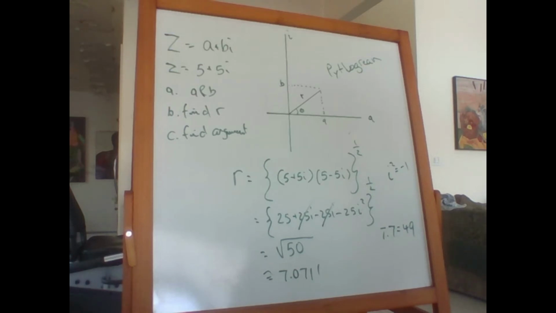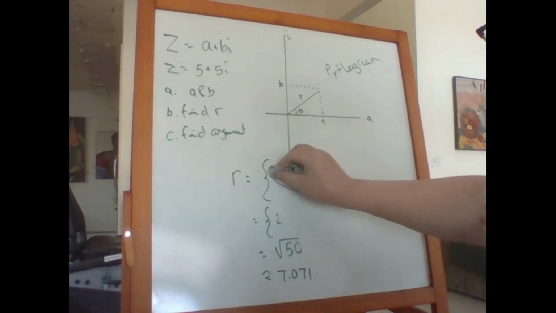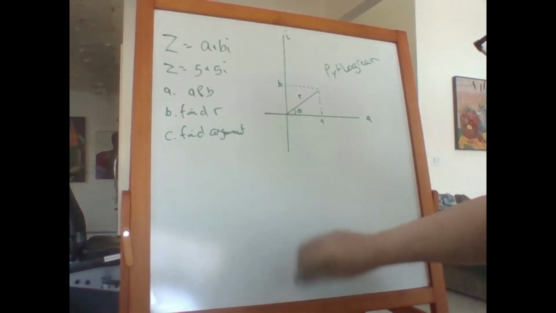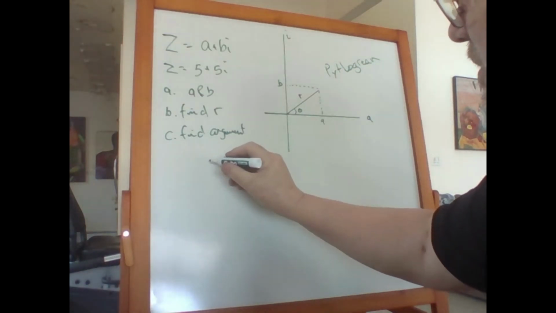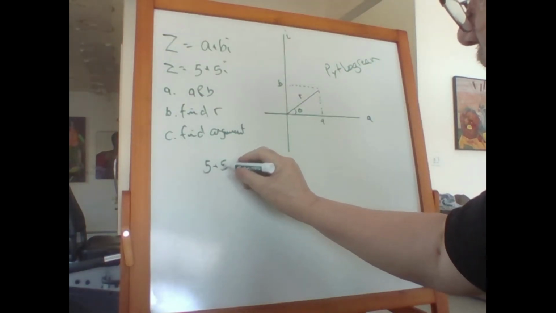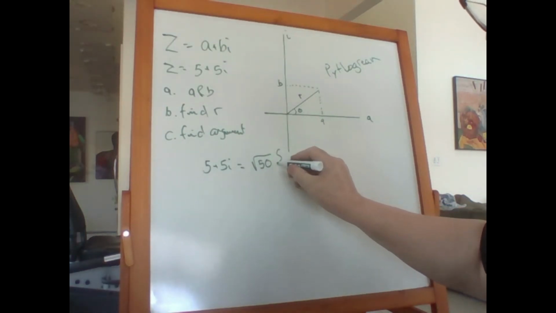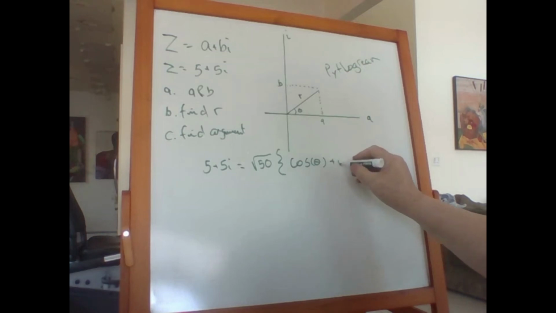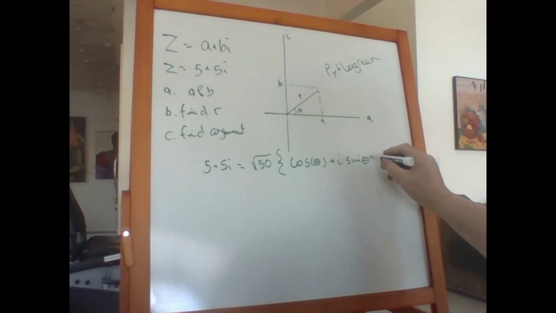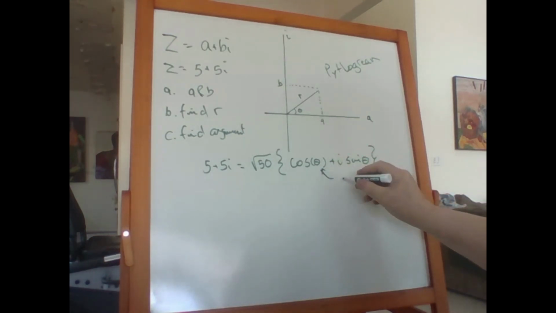And now we have one more problem. Find the argument. Now the argument, remember, our formula: 5 plus 5i equals the square root of 50 times the cosine of theta plus i sine of theta. So what we want now is, what is theta?